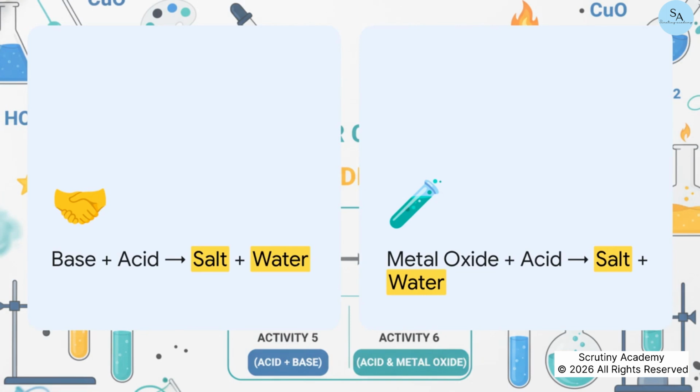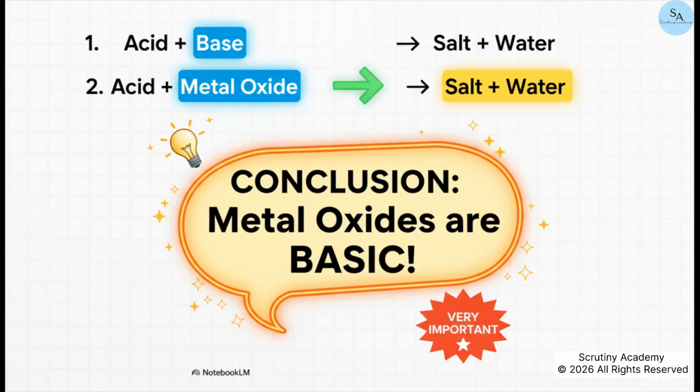Look at this. Just look at this comparison. On the left, you have the classic neutralization reaction you've studied. Acid plus a base gives you salt and water. And on the right, you have our reaction from today. Acid plus a metal oxide also gives you salt and water. The end result is identical. So, if a metal oxide is reacting with an acid in the exact same way that a base reacts with an acid, what does that tell you? It's a huge clue. It proves that metal oxides are actually basic in nature. This is the most important concept we learn from this whole experiment.